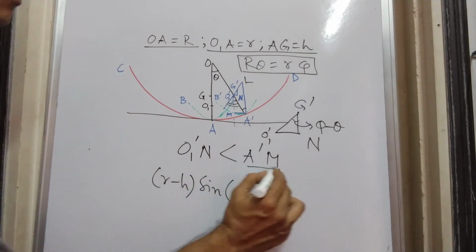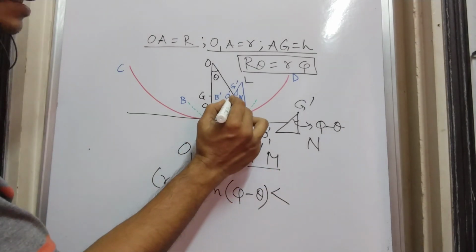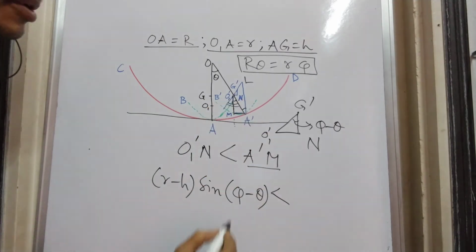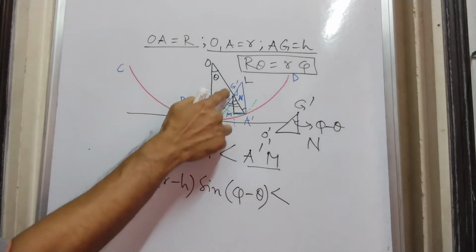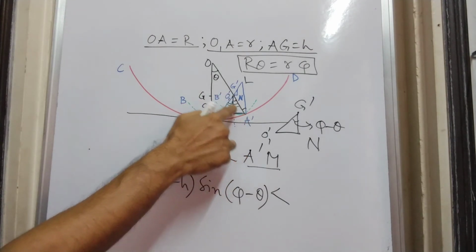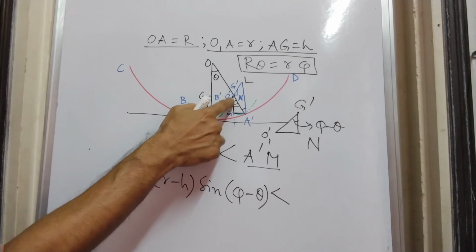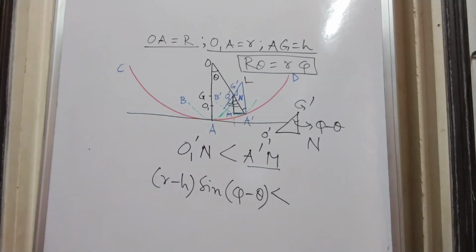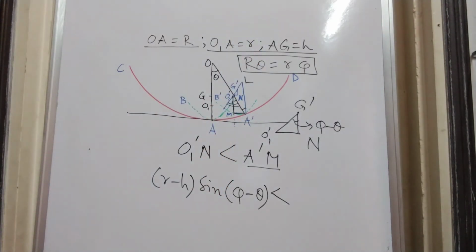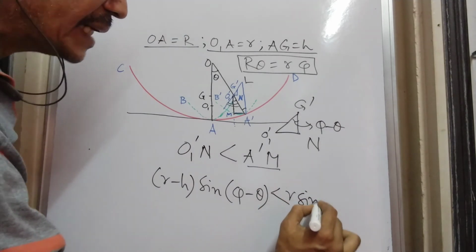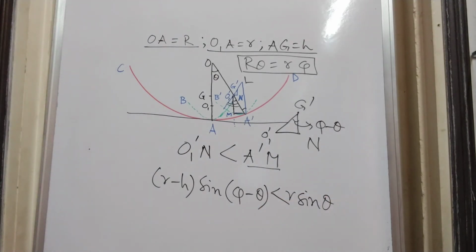And what is A prime M? This is the triangle. Isn't it so? So you don't need to draw it. M, O1 prime, A prime. And this angle is theta. This is theta, this is also theta. Angle M, O1 prime, A prime is theta. And what is O1 prime A prime? This is obviously small r. And so this measurement is small r sine theta. Easy to apprehend.